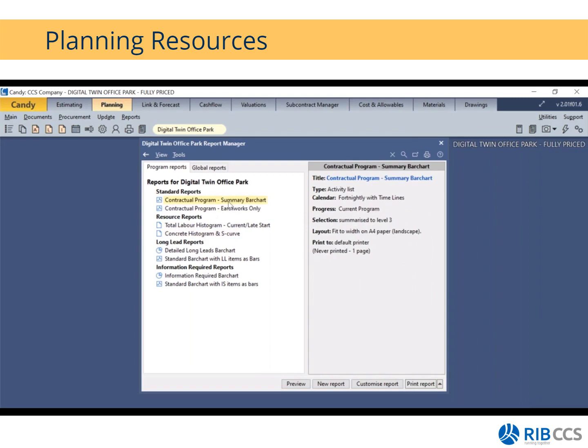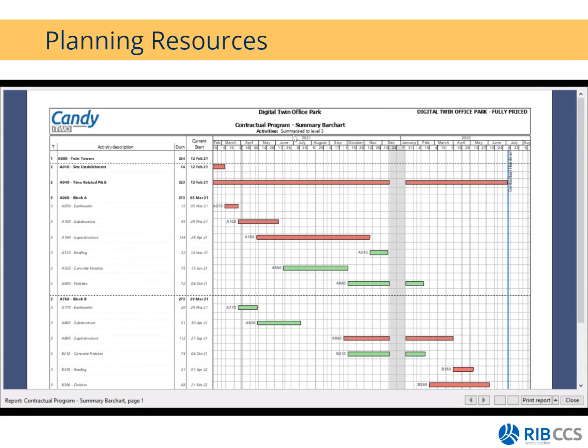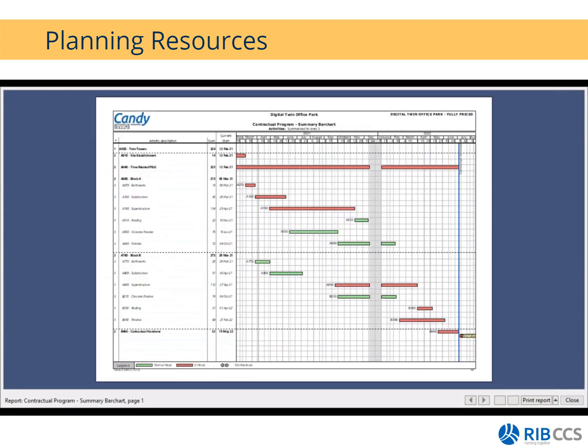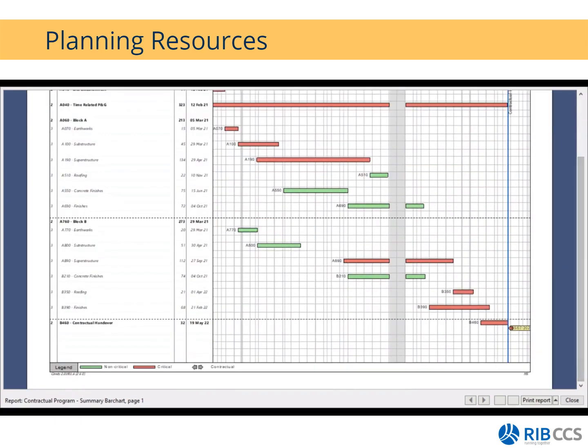So let's start off with the summary bar chart. I've already customized it, and you'll see that on the very top here, it's telling me that I've summarized this program to a level 3. So this is just a very high level program for you to identify when certain activities are happening, just so that it also allows you to plan your life accordingly, you know, in terms of your foreman and your laborers or resources that you will require on site. And this is just what it looks like. Very high level with our end date indicated on the right-hand side of the screen.